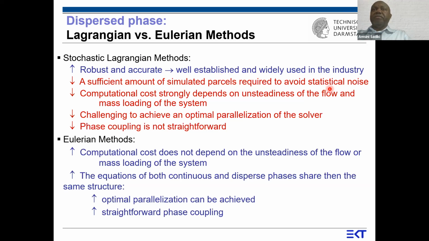statistical noise. The computational costs strongly depend on the unsteadiness of the flow and the mass loading of the system. If it is very large, we can also have some collision effects that we have to account for. It is challenging to achieve an optimal parallelization of the solver, but this is now improved, and we have the fast coupling. It is not straightforward, but it is made.